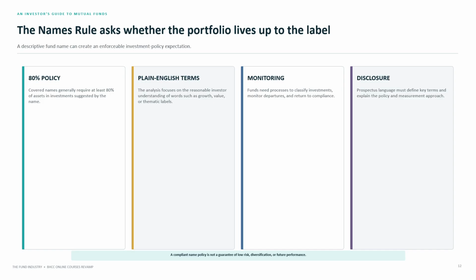Growth, value, income, sustainable, artificial intelligence, and thematic labels can all shape investor expectations before the holdings are reviewed. But remember what the rule does not do. A compliant name does not guarantee low risk, diversification, good performance, or a reasonable price. The rule polices the label. It does not certify the investment.